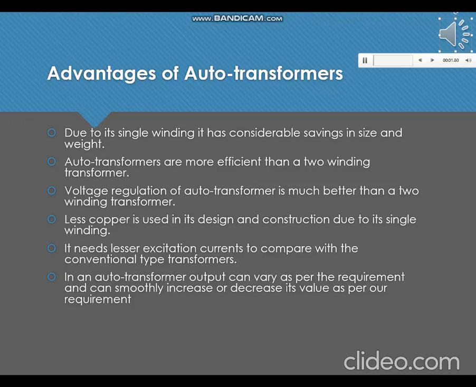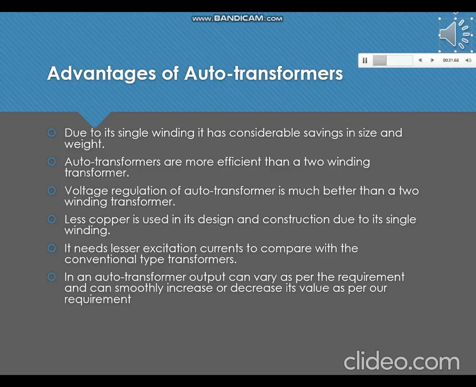So what makes an autotransformer more desirable and preferable over a conventional transformer? Let's see its advantages. Due to its single winding, it has a considerable saving in size and weight. Because it has a smaller size, it reduces installation time, cost and labor effort at the same time. Further, autotransformers are more efficient than a two-winding conventional transformer.